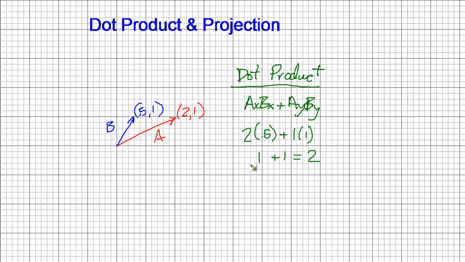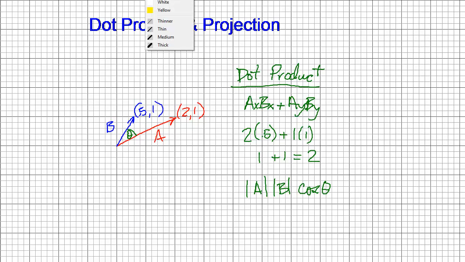But we have another definition of the dot product, which is not how we calculate it, but it is an equivalent quantity: the magnitude of A, or the length of A, times the magnitude of B, times the cosine of the angle between them. So here's the angle between them. And we don't know what that is, but we can calculate it using the dot product and dividing by the magnitude of the vectors.